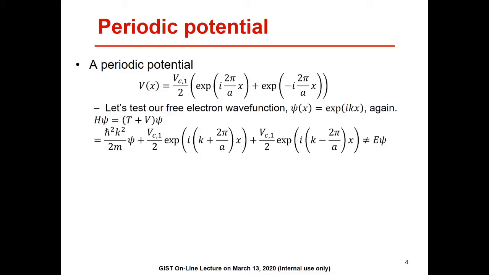Now we introduce a periodic potential. By considering only the cosine term, we have the following potential. Let's test our free electron wave function e^{ikx} again. This time, the Hamiltonian applied to e^{ikx} gives other terms which are not proportional to e^{ikx}. Therefore, the free electron wave function cannot be a solution under a periodic potential.